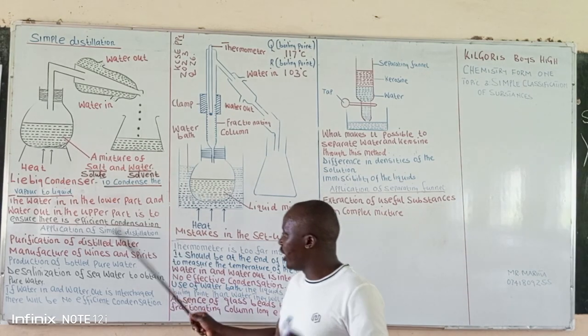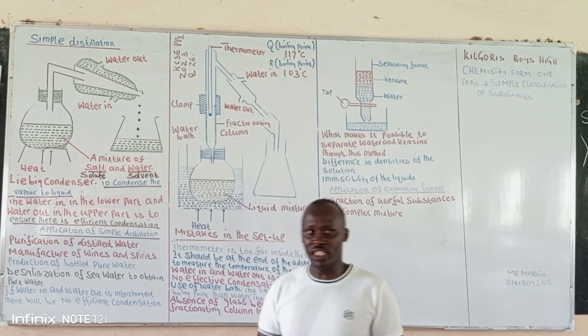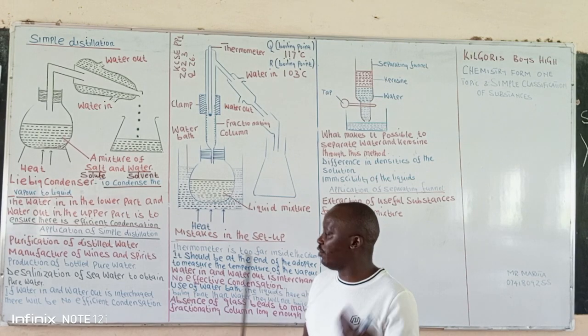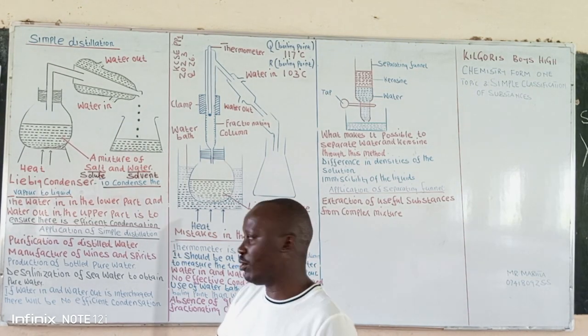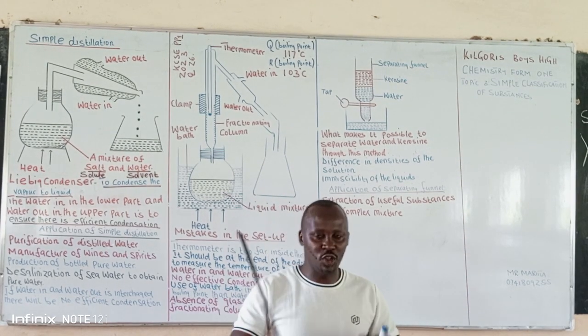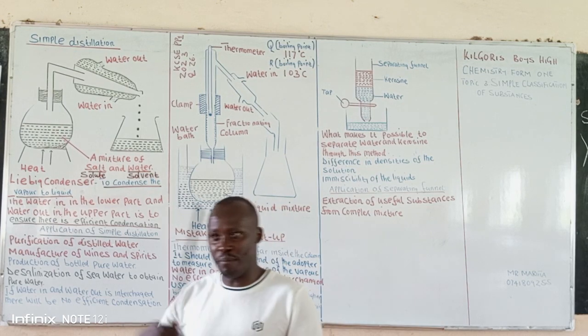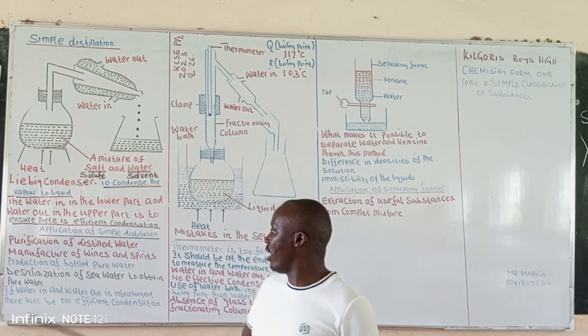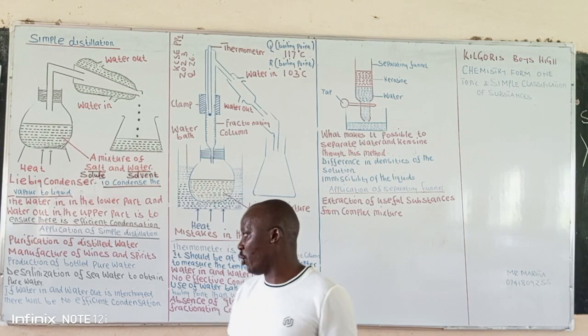Now, what is the application of this simple distillation? The application of simple distillation is for purification of water, so it can be used for water purification. It is also used in the manufacture of wines and spirits, the production of bottled pure water, and the distillation of seawater to obtain pure water.